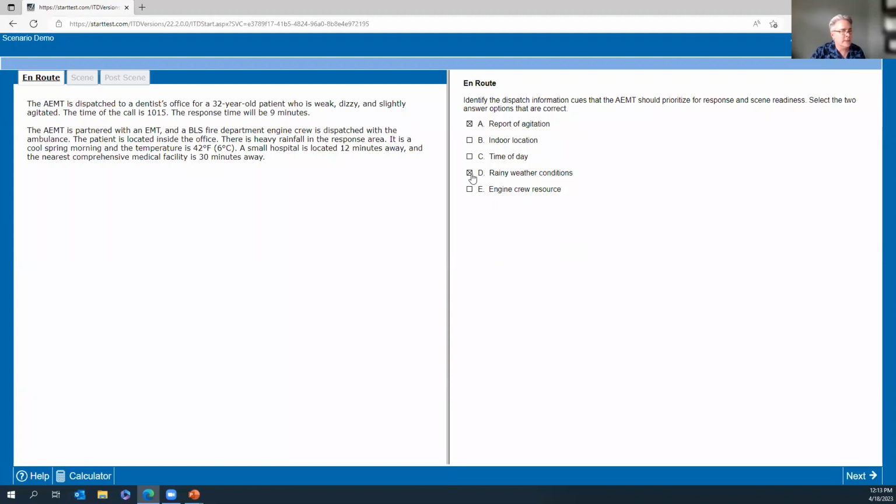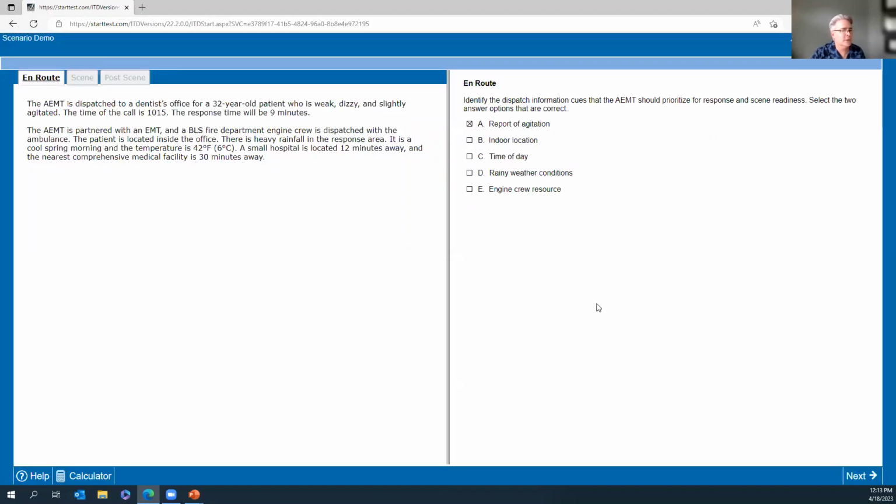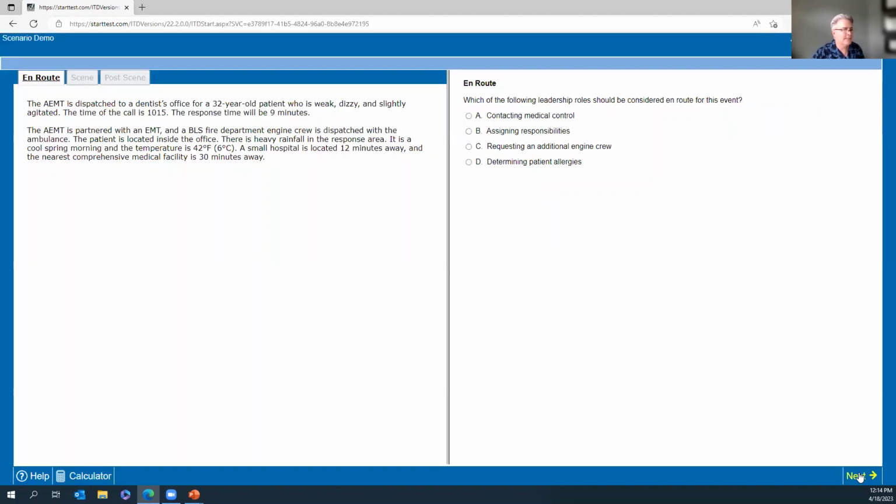If I only select 1 answer option and try to go to the next option, again, I get a message that says, nope, you have to select 2 answers. And so the result of this is the candidate has to pick 2 answers to move forward in the test. So before I do that, let's get the right answers here. This agitation and rainy weather could be a problem. And so that's how I would answer it.